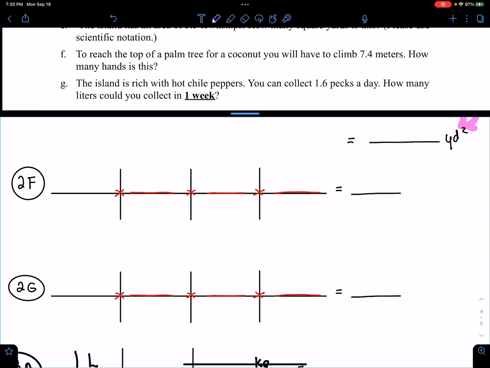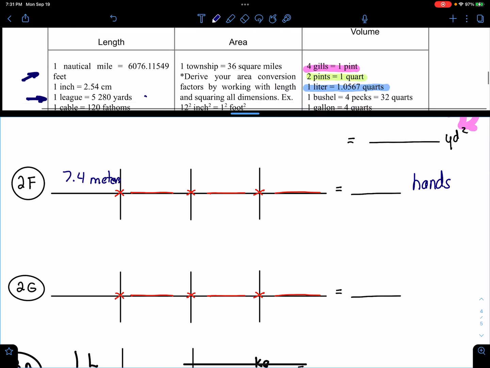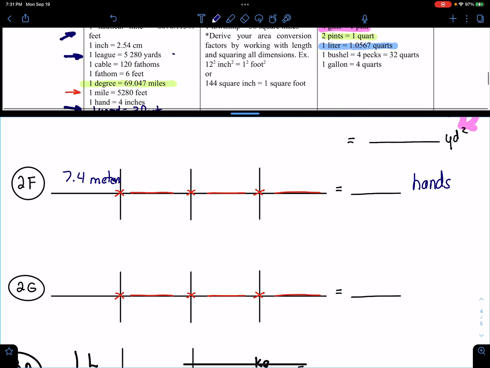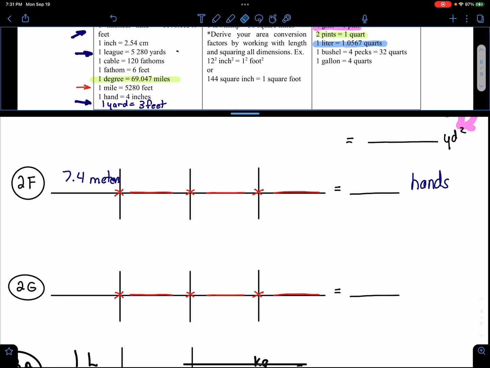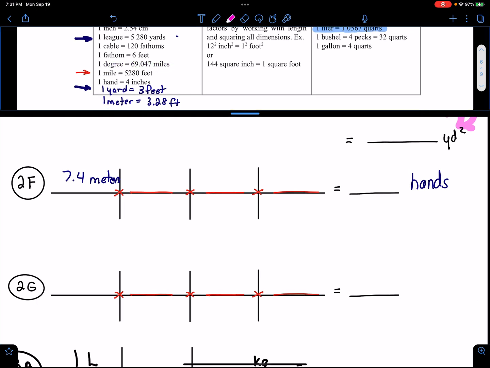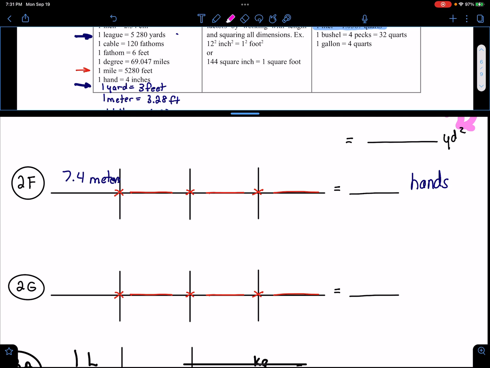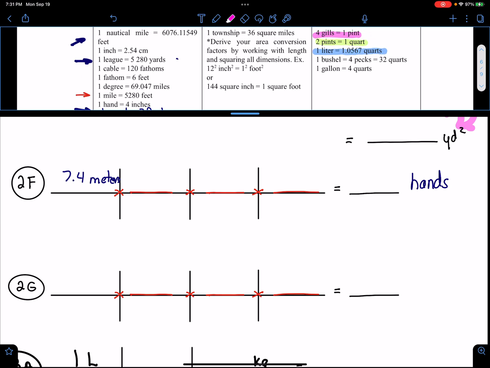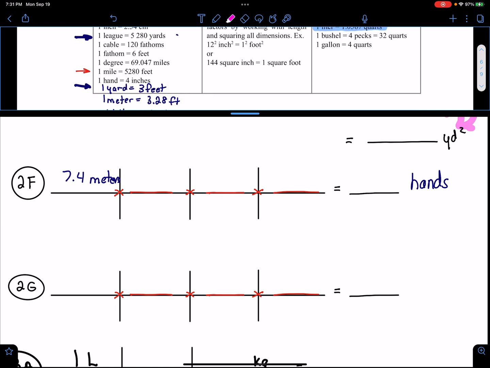It says that you've got to reach to the top of a palm tree for a coconut, and you're going to climb, let's see, 7.4 meters. And it says, how many hands tall is this? So hands over here. All right. So that's going to be length because we're talking about meters, distance. So let's look here. We have meters. We can change meters to, I know we can change it to feet. Is there anything else in here? I don't see it anywhere else.